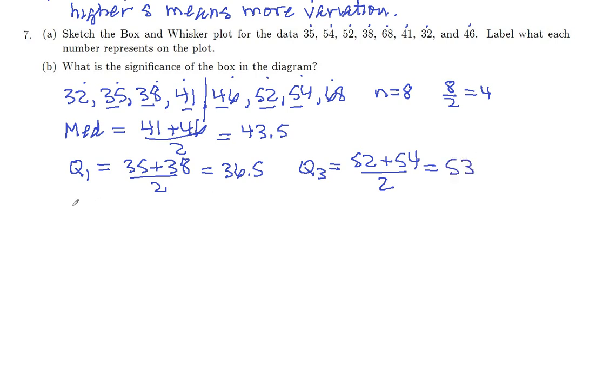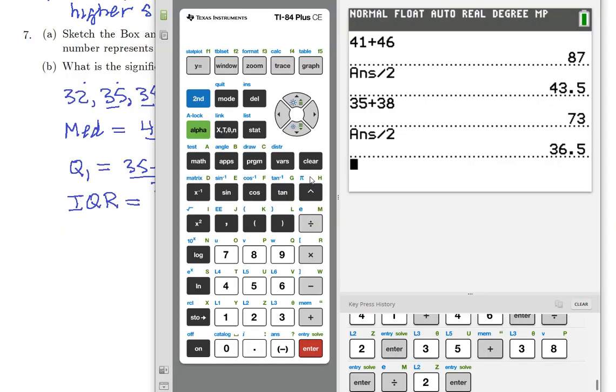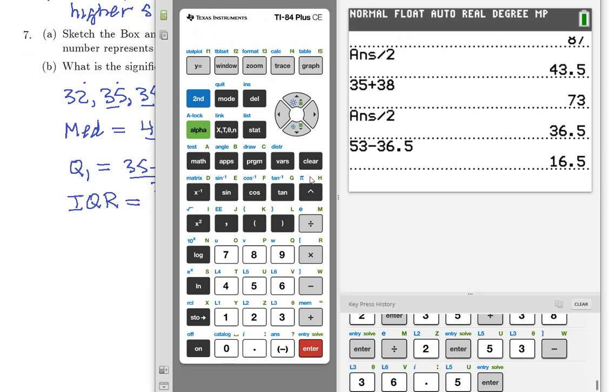And now we can figure that IQR, interquartile range. So you subtract the two quartiles. So 53 minus the 36.5. So 16.5.